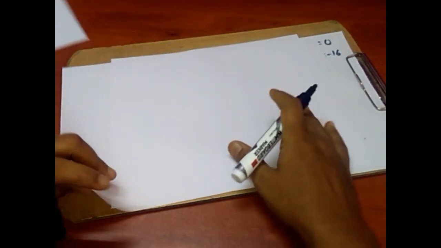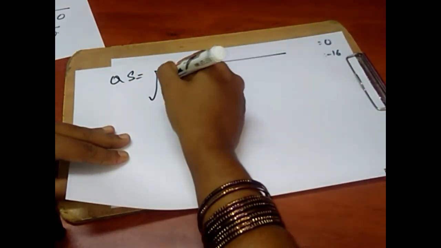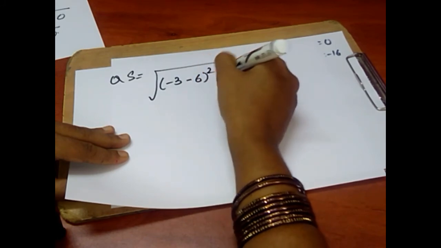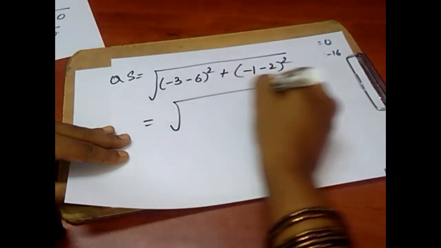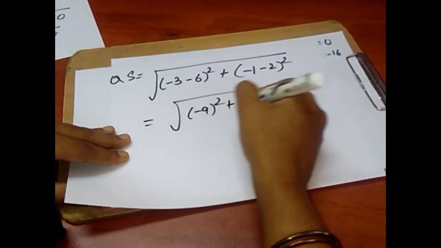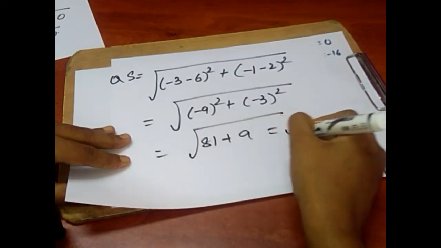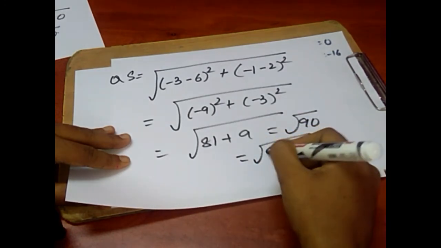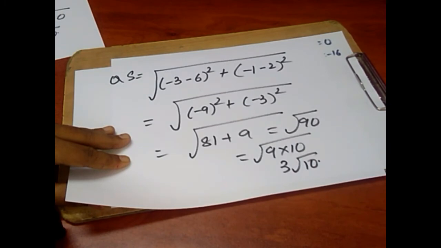Now the last point to be calculated is QS, the measure of the other diagonal. QS, square root of (x2 minus x1) whole square plus (y2 minus y1) whole square. Minus 6 minus 3 is minus 9 whole square and minus 3 whole square, that is 81 plus 9, which is equal to 90. 90 can be written as 9 into 10, that is 3 root 10. So QS is equal to 3 root 10.